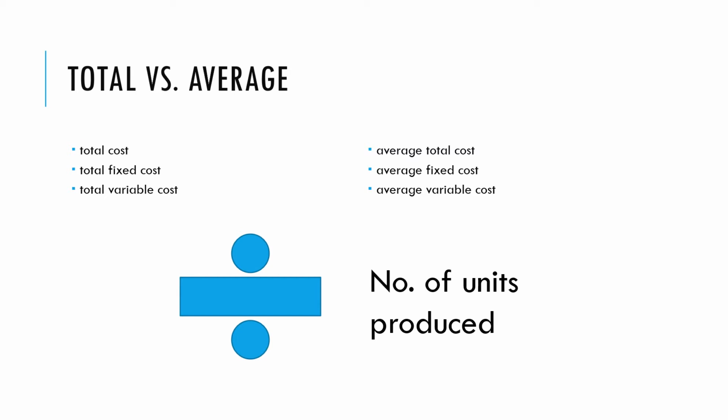We're going to talk a bit about total and average in this video, so let's just make sure we're clear. The total cost is the amount a business spends producing all of the units that they produce, whereas the average cost is the total cost divided by the number of units produced. So total fixed cost, how much we're spending, we pay fixed cost in total, divided by the number of units, and we get average fixed cost. Total variable cost, how much we're spending on things like plastic, raw materials in total, divided by the number of units we produced, we get average variable cost.